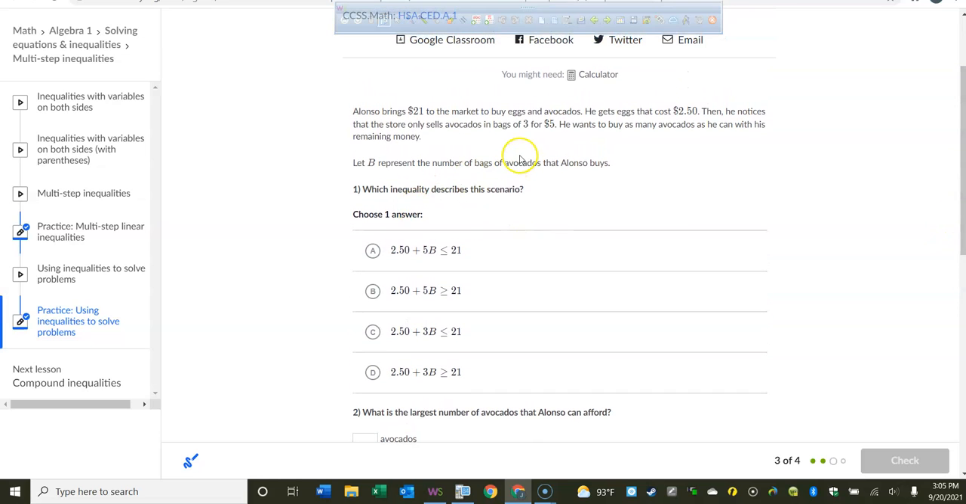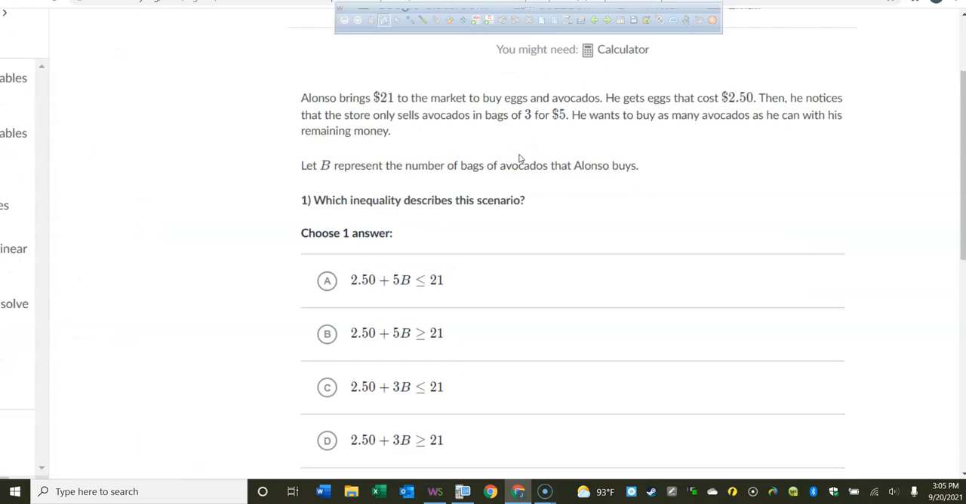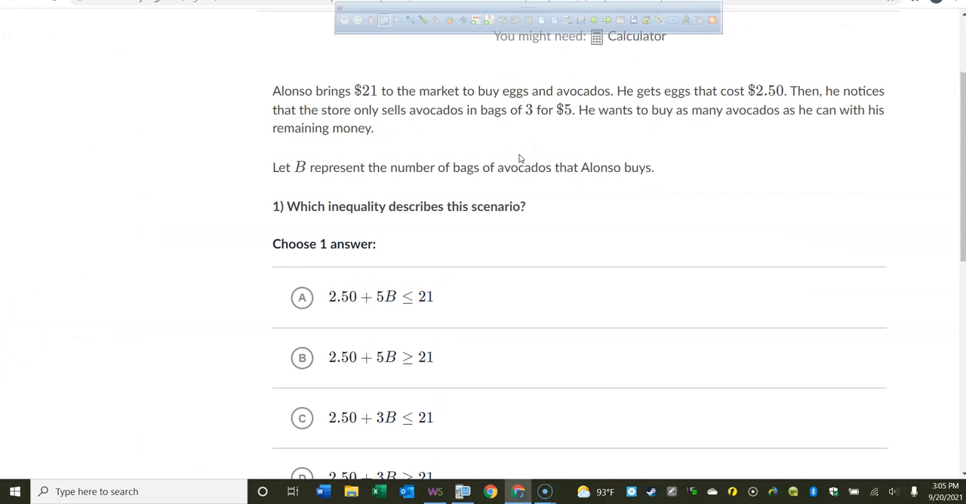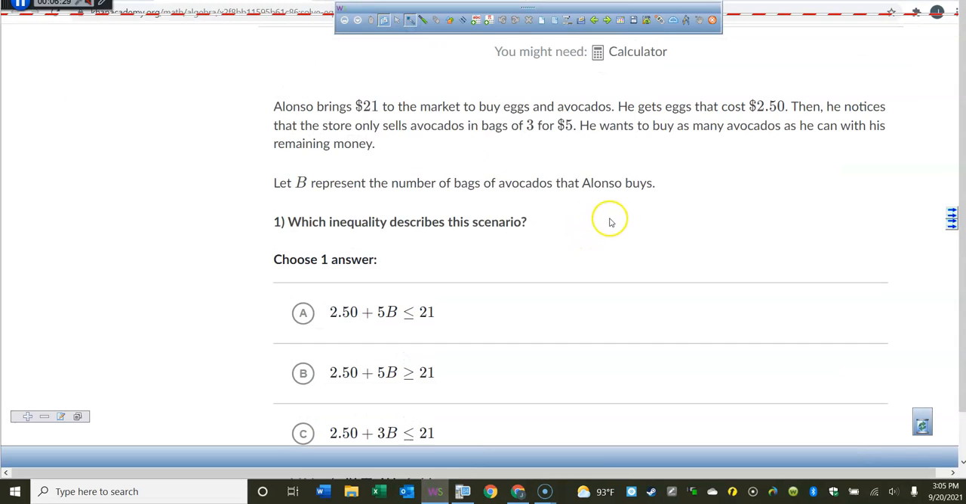Alonzo's getting some avocados. Alonzo brings $21 to the market to buy eggs and avocados. I like eggs, I like avocados. He gets eggs that cost $2.50, so he's already spending $2.50. They must be good eggs.